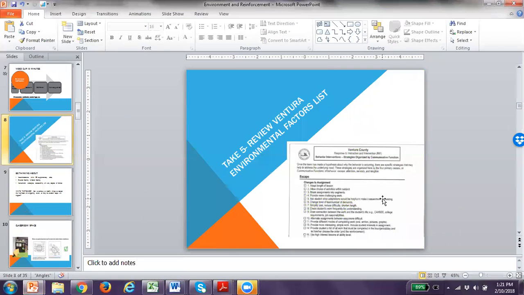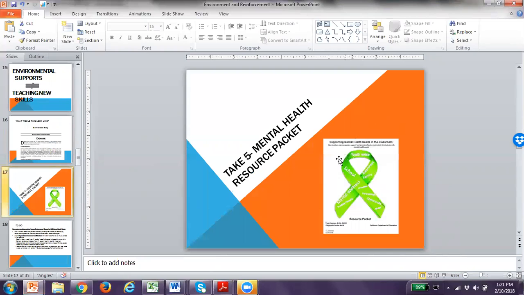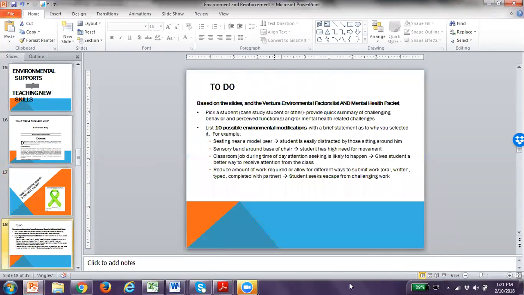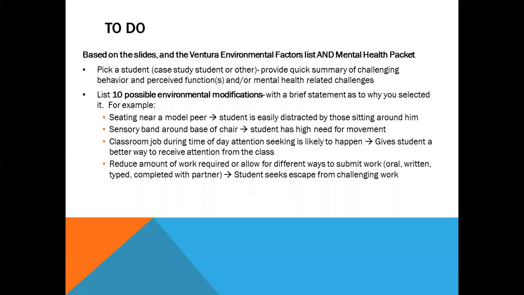Look through this list and also look through the mental health needs list. So you're going to pull up those two resources. And then based on a student that you select, it might be your case study student, but it could be a different student. Either way, just pick one student. You're going to provide a quick summary of the challenging behavior, why you think it's happening, and if there are mental health related challenges or ADHD related symptoms. So just one short paragraph.